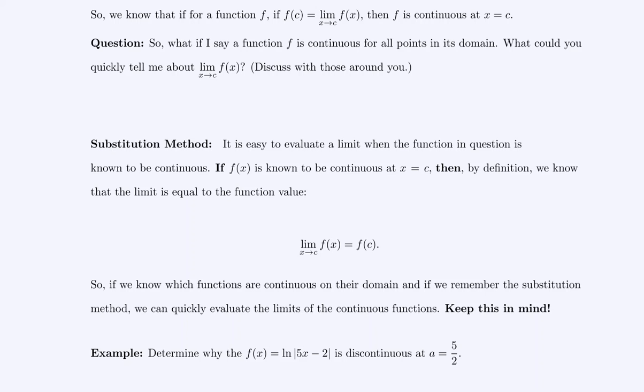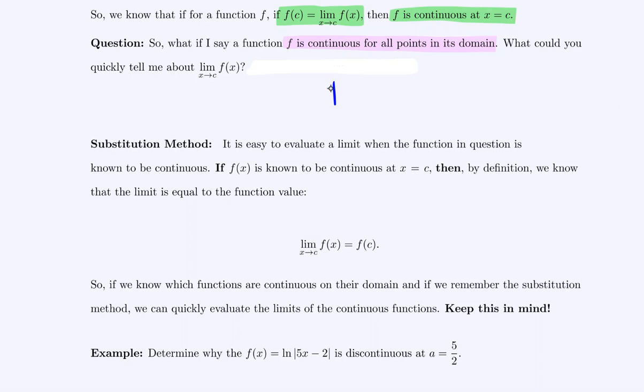So we know that if a function is continuous, or if the function value equals the limit, then that's equivalent to saying it's continuous. So what if we had a function that was known to be continuous for every point of its domain? What could you quickly tell me about the limit of the function f of x as x goes to c? So c is definitely some point in its domain.